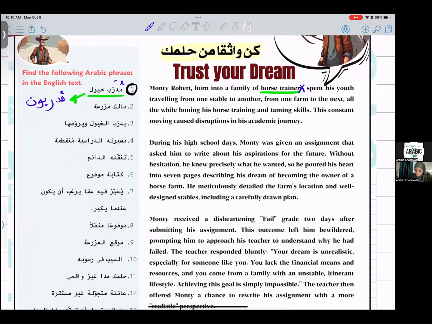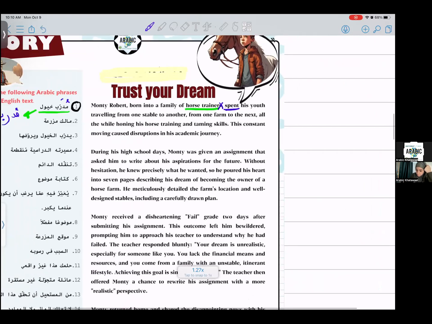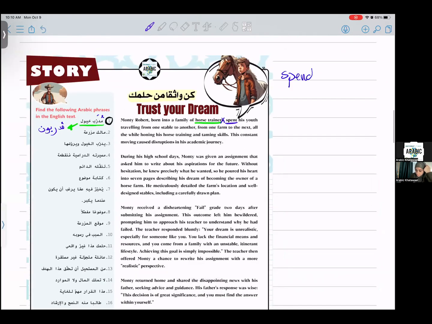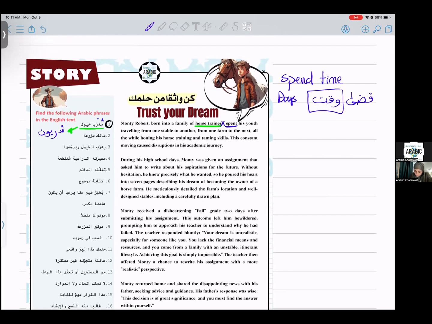Then I say spend his youth. We learned how to say spend as time. So I can just go back to my notes over here and just remember that spend time, meaning قضى as a verb, قضى وقت. And the time can be anything like days, it can be hours, it can be any length of time. And I just remember that spend is قضى. I move on to the rest.